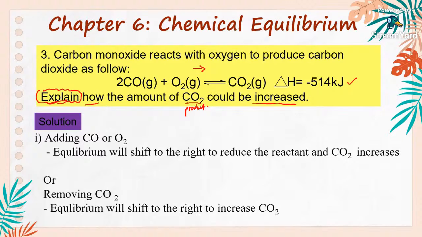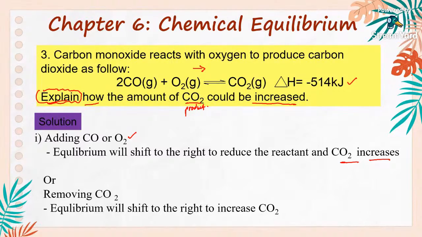For example, you want to increase the amount of CO2, means that you have to add CO, carbon monoxide, or add oxygen. So you cannot just leave your answer with this, because it is explaining. You have to give some explanation to your factor that you have included. So adding CO or O2, because of this, the equilibrium will shift to the right to reduce the reactant, and CO2 increases.